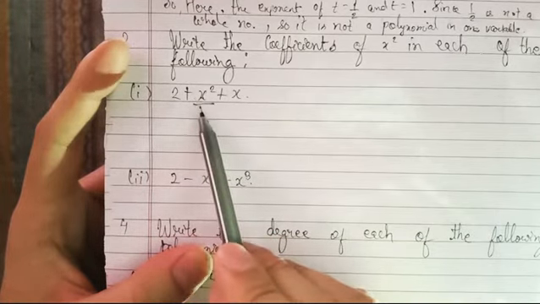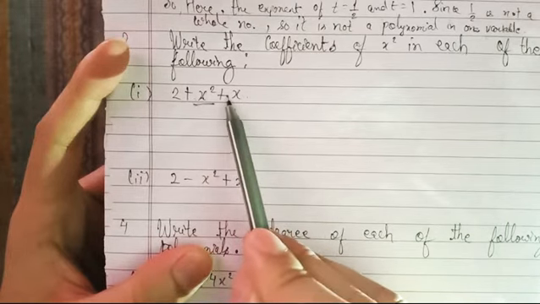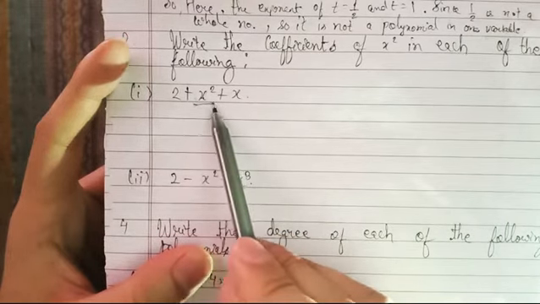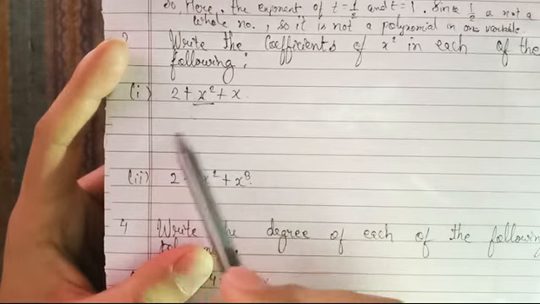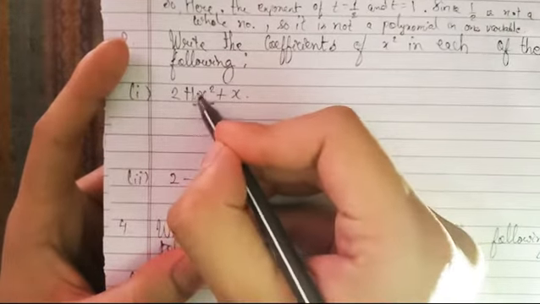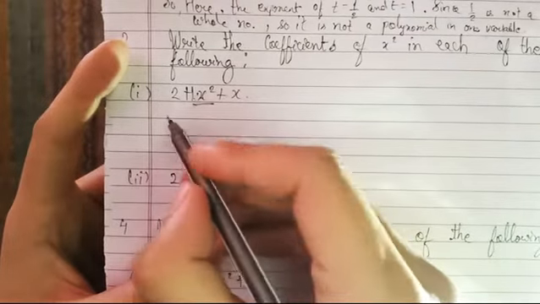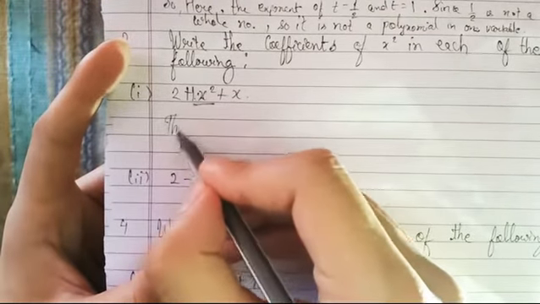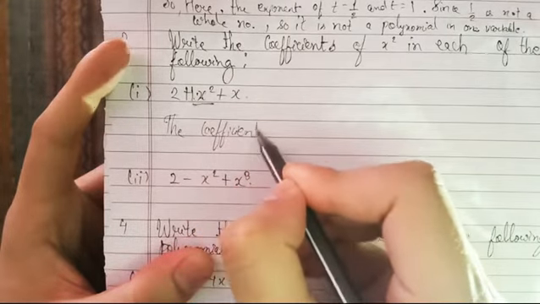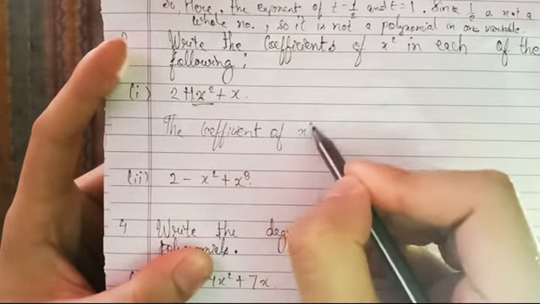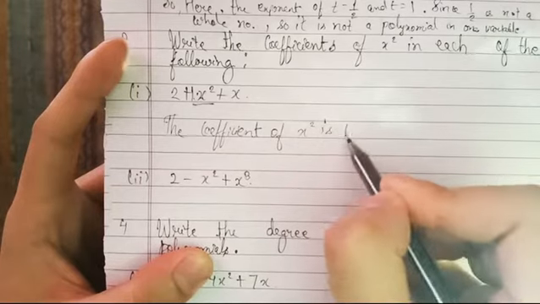Okay, for example, here the coefficient of x is 1. Similarly, here the coefficient of x square, that means a number multiplied with x square, is 1 over here. That means we can write it as 1 into x square. So here we will write the coefficient of x square is 1.